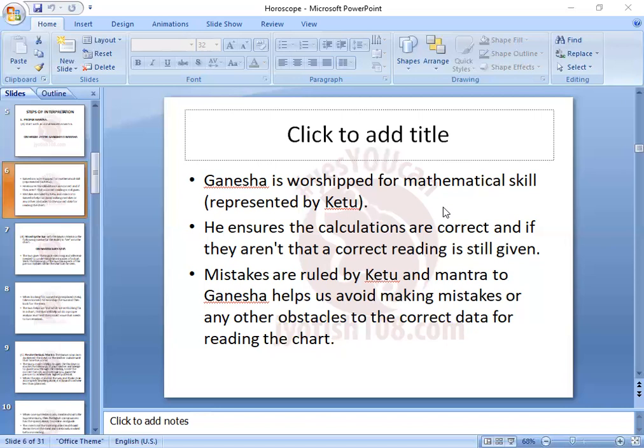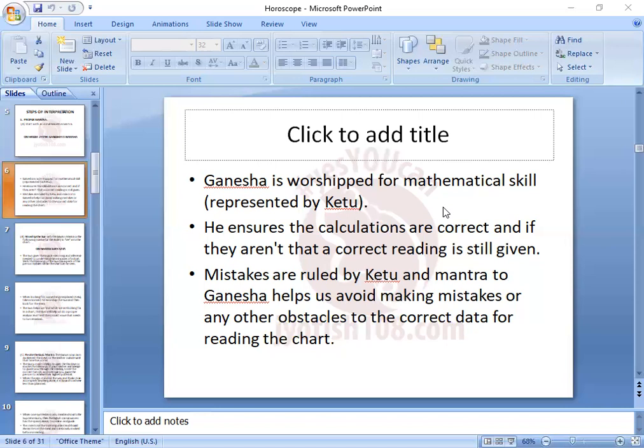Whenever you are worshipping Ganesha, this is worship for a mathematical skill, because you have to work with the degrees of the planets and the placements of the planets. So Ganesha ensures the calculations are correct, and if they aren't, that a correct reading is still given. This is one thing, because Ketu is also the karaka for mistakes. So praying to Ganesha will ensure that your calculations are correct.